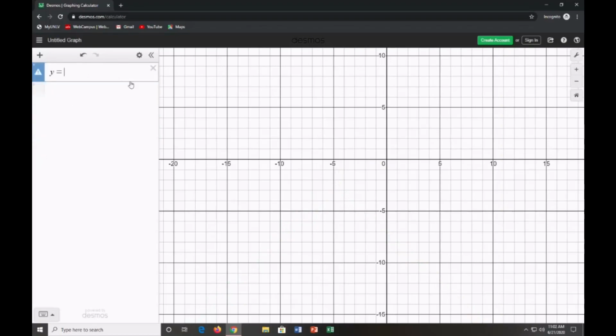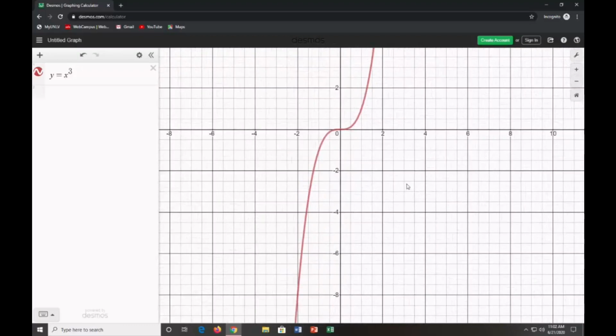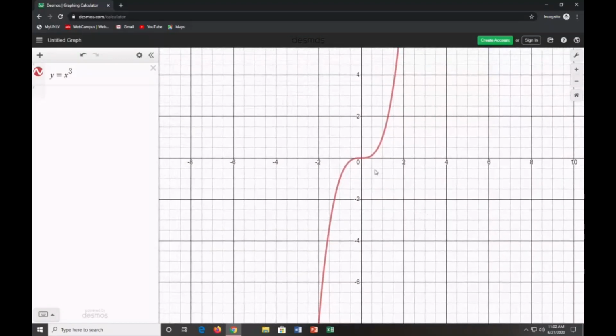So y equals x cubed, right? That's what I was telling you, that the cubic function is an increasing function going from left to right. So read this graph from left to right. What is it doing? It's going up. So it's an increasing function going from left to right.